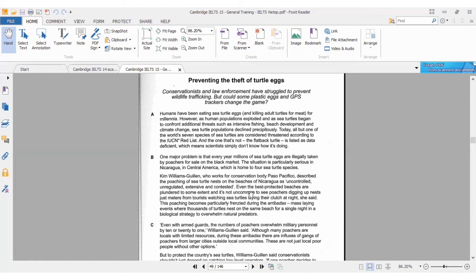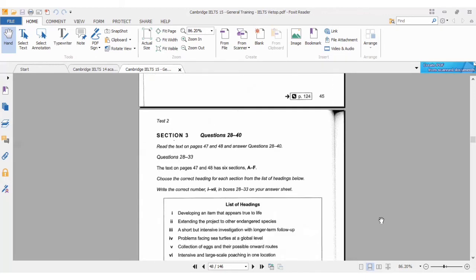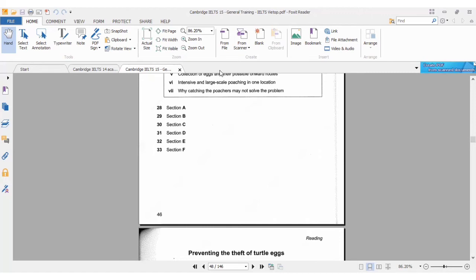Okay, for someone like me, I don't need to read every single word before I understand what is being talked about, but I'm breaking it down for you so that you can understand. So your answer for section B is Roman figure 6, intensive and large scale poaching in one location. So once you pick this Roman figure 6 for section B, make sure you cancel it out so that you know that you are left with 5 more headings.